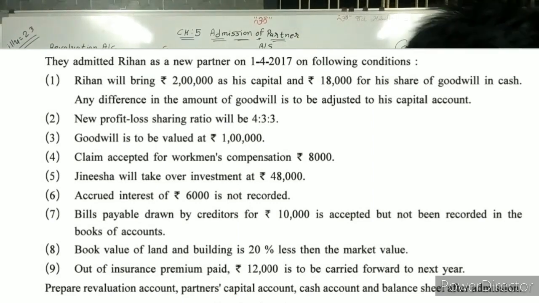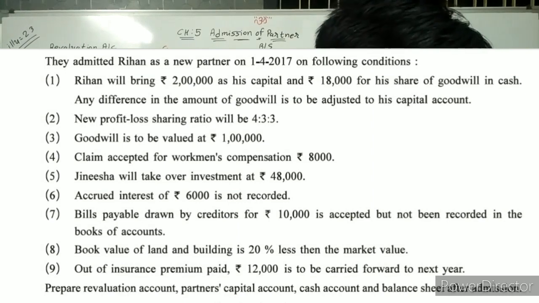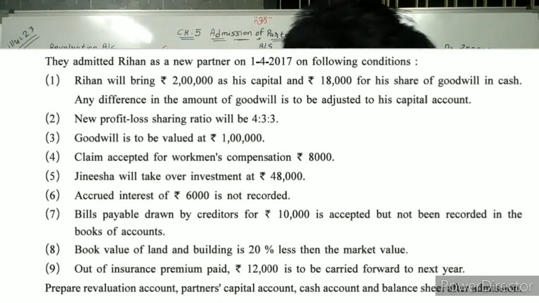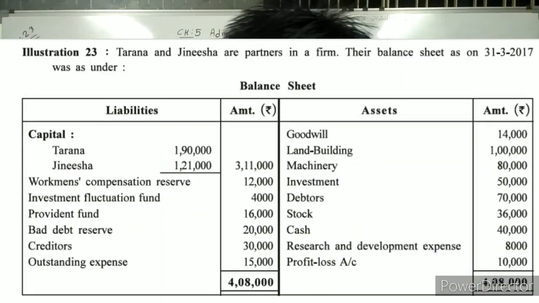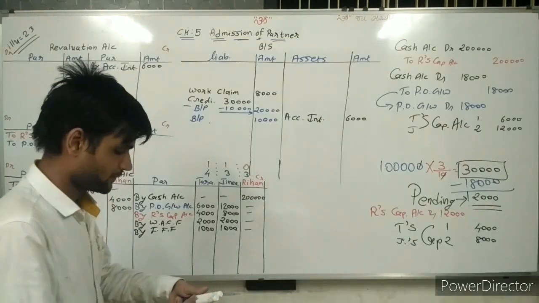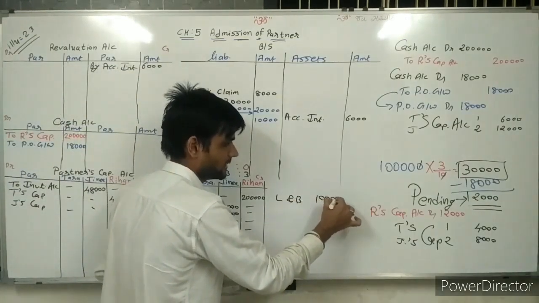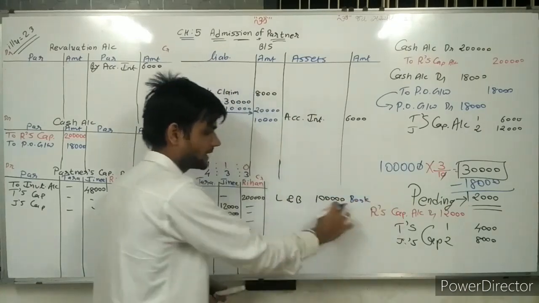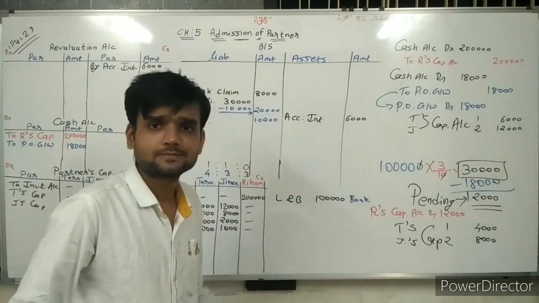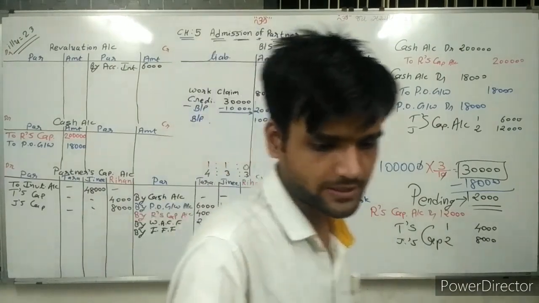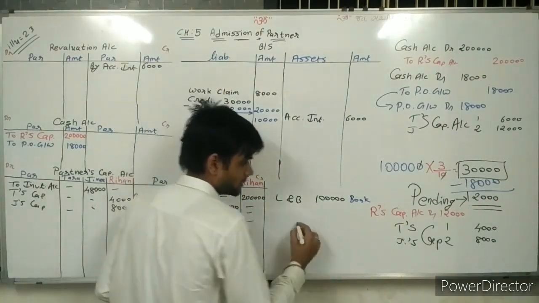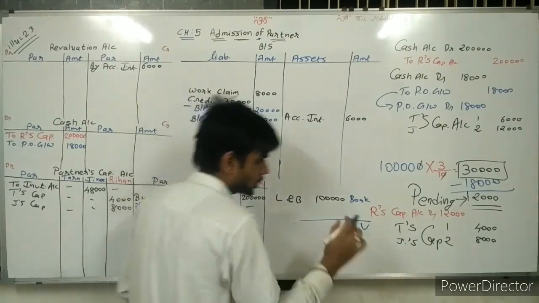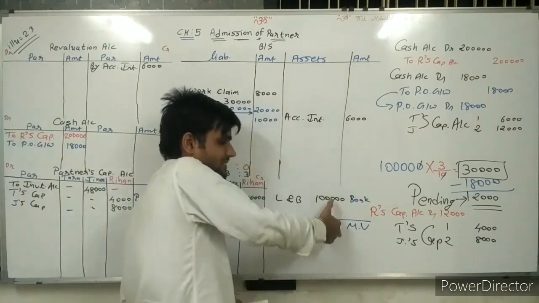Sir, the book value of land and building is 20% less than the market value. Most important point in the book: whatever is given is 20% less than market value. So the book value of land and building given in the balance sheet is 1 lakh rupees. Try to understand. Land and building in the book is given as 1 lakh rupees, and this book value is 20% less than market value, as given in the adjustment. We don't know the market value, but this is 20% less than the market value.